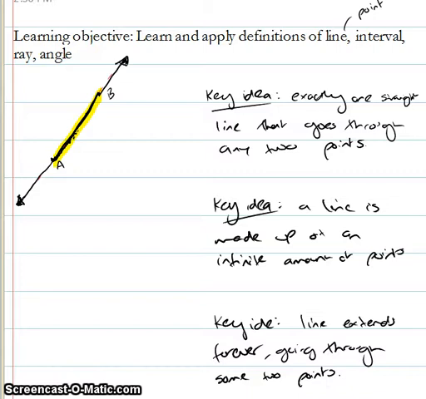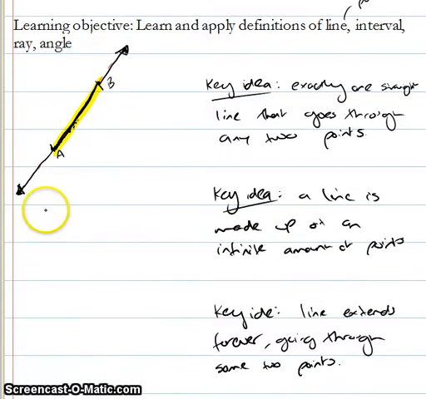Okay, so what does this yellow part from A to B actually represent, or what do we call it? So this one here, you would write it as AB. AB is actually an interval. So the interval AB is this distance between A and B, which includes the point A, the point B, and all the points within A and B.